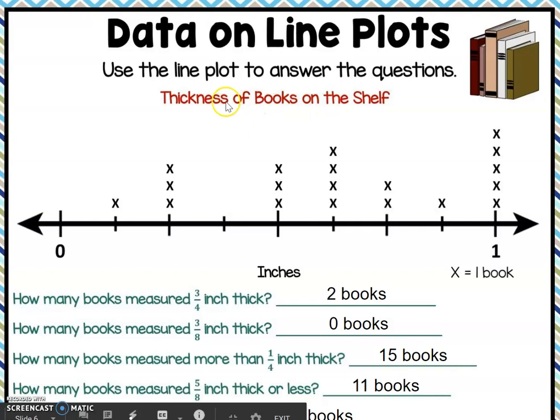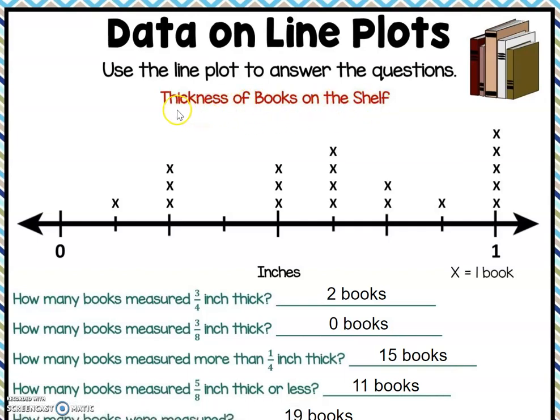This line plot is all about books on a shelf, and specifically how thick or wide the books are. I know I'm ranging from 0 inches to 1 inch, and each X represents one book. So these hash marks all have to be between 0 and 1 inch. I can tell that this is 1/8, then 1/4, then 3/8, then 1/2, then 5/8, then 3/4, then 7/8, and then 1 whole inch, because that's broken up into 8 tiny segments.